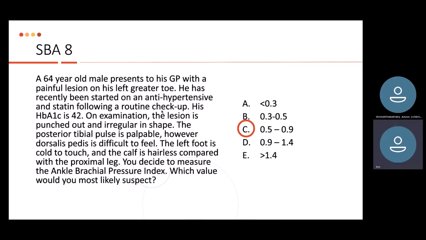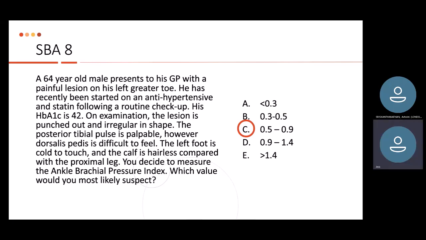0.5 to 0.9 implies that they have arterial vascular disease, which is essentially what this vignette is trying to describe, but not to the extent that it's critical. 0.9 to 1.4 is regarded as approximately normal, and greater than 1.4 is when you have calcified vessels, such as from diabetes. But in this case, the HbA1c is 42, so it's implying it's well controlled, so it's not a diabetic limb that we're looking at. But when you get major calcification with diabetes, then you can see ABPIs that are paradoxically high.